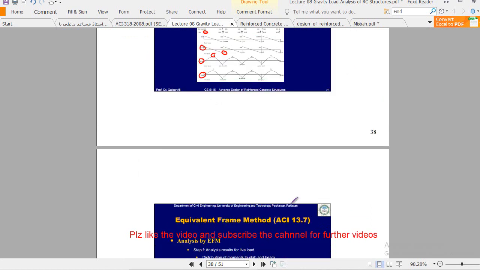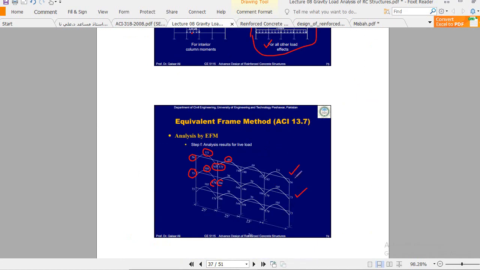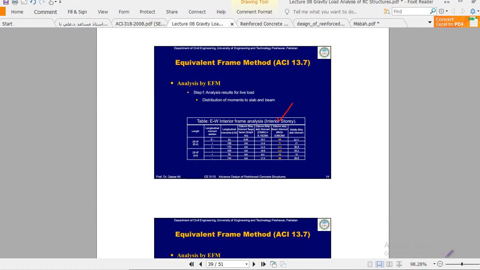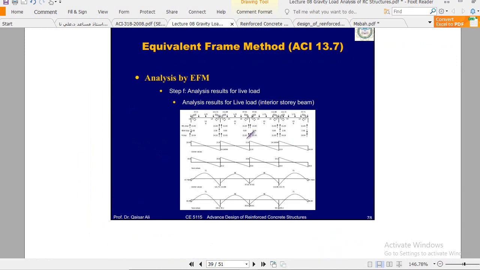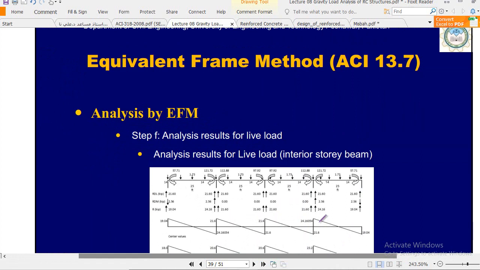Now they run again the same analysis, because here you see we have top story and we have interior story. So for interior story, you have to run again that table. Okay, you have to find out these beam movements, and then from these beam movements you have to find shear values, and from those shear values you have to find the maximum positive movements, okay, as he did here. I think this is quite a simple procedure.